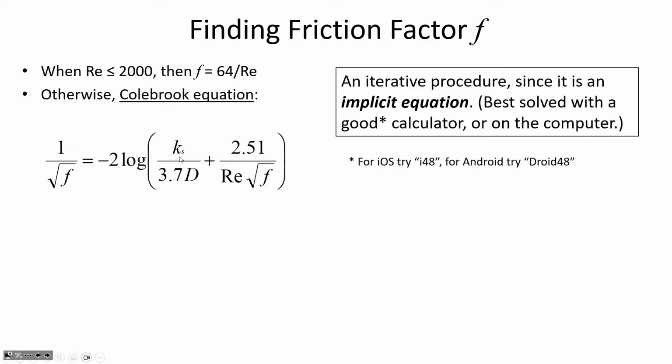By the way, remember that K sub S means the equivalent sand roughness. Some texts use epsilon, some texts use K sub S for that. That's the way of representing the roughness of the material. So the two terms inside of this logarithmic function, one of the terms has to do with the relative roughness, and the other term has to do with the flow conditions, because the Reynolds number is in the denominator there. And so there's two main things that determine what the friction factor is.